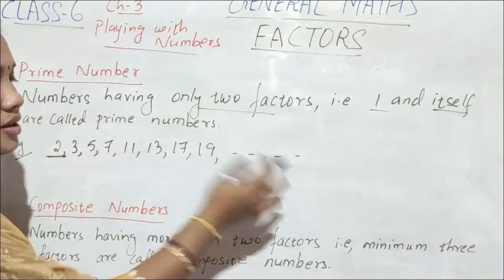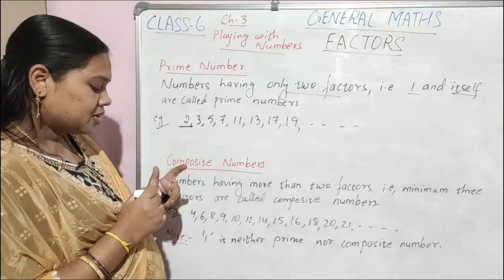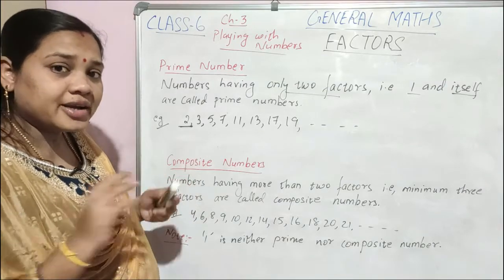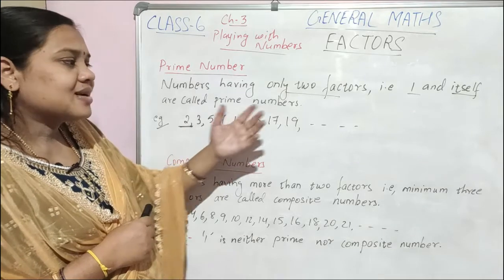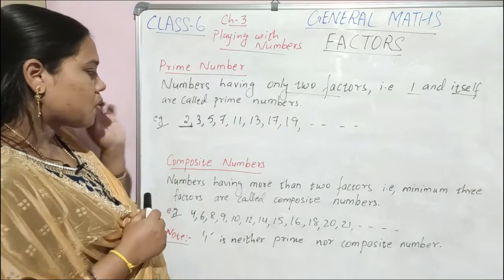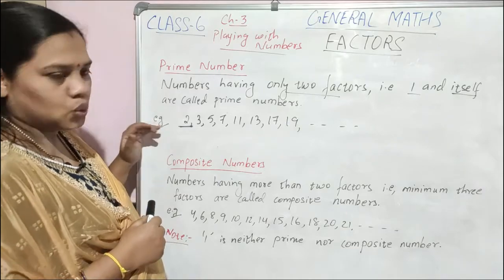The largest prime number cannot be determined. Why? Because how many prime numbers are there? There are infinite prime numbers. So what is the largest prime number? We cannot say. So the smallest prime number is 2.